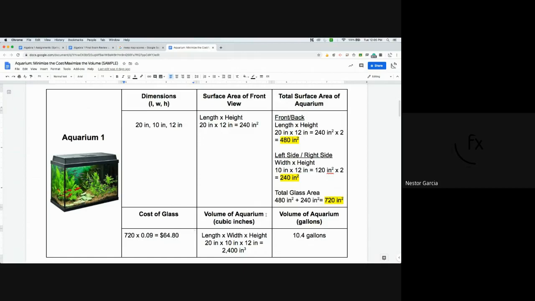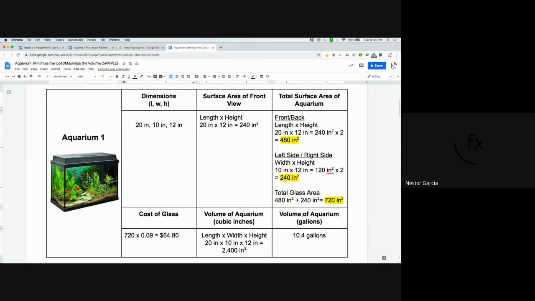Next, to find the volume of the aquarium in cubic inches, you would find the length times the width times the height. When you multiply length by width times height, this gives you the volume of your rectangular prism, or aquarium in this case. Remember, the dimensions are 20 by 10 by 12. Therefore, 20 inches times 10 inches times 12 inches should give you the result, 2,400 cubic inches. The power of 3 is read as cubic inches in this case, because we are in the third dimension.